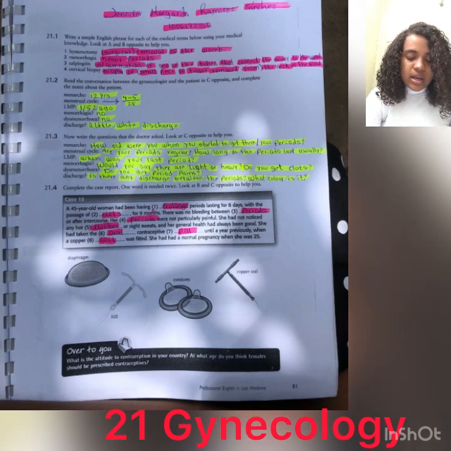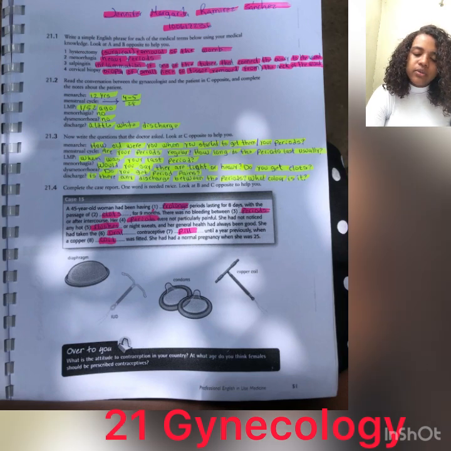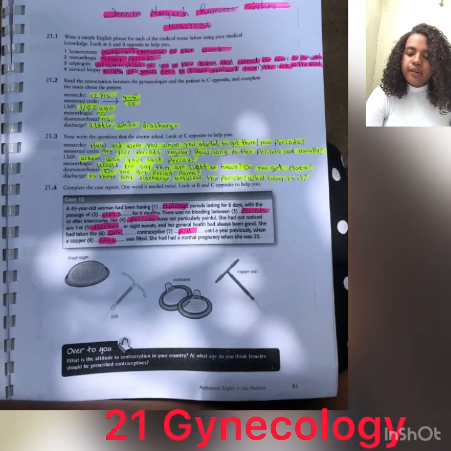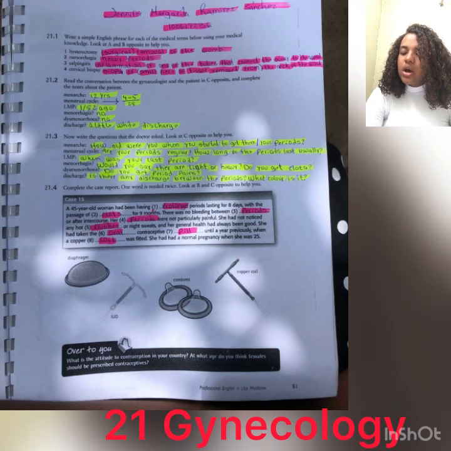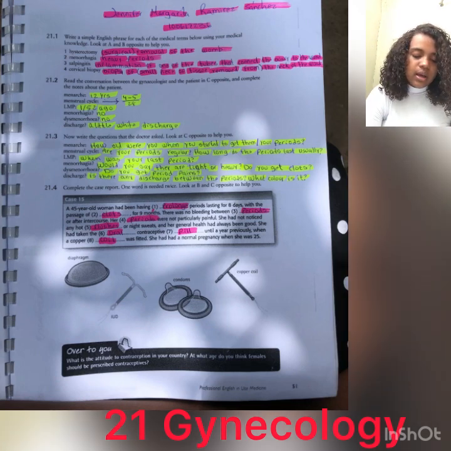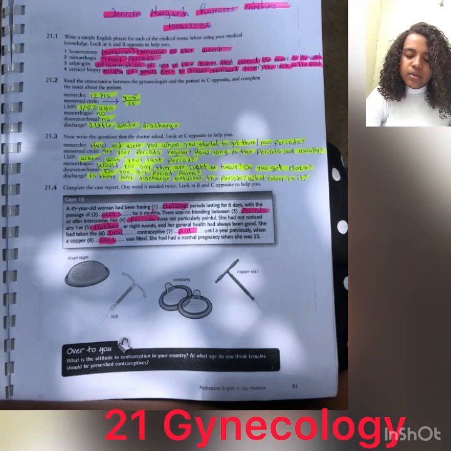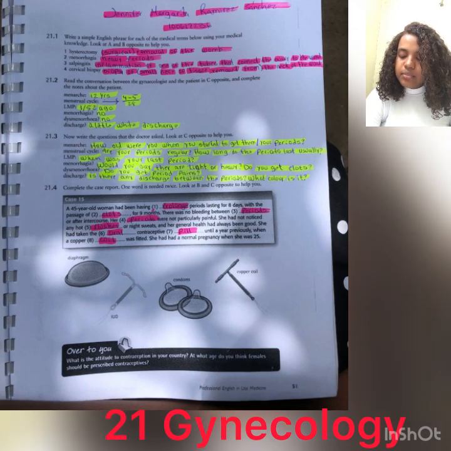Salpingitis: inflammation of one of the tubes that connect the ovary to the womb. Cervical biopsy: biopsy of a small piece of tissue removed from the neck of the womb.